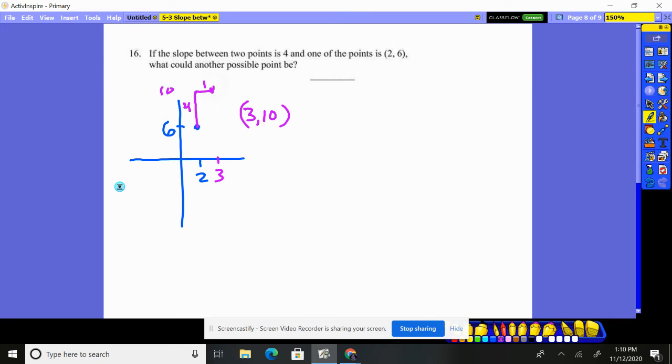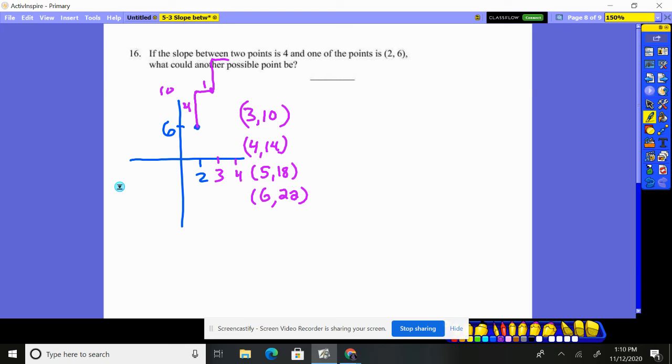And then if you wanted, you could go up another 4 over 1. Well, that would put you at (4, 14). And you could see the pattern. You could then go (5, 18), and up 4 here would be 22, and the x value going over 1. You could even drop. So there's all kinds of things you can do. That would be the typical way I would think that you might think of that.